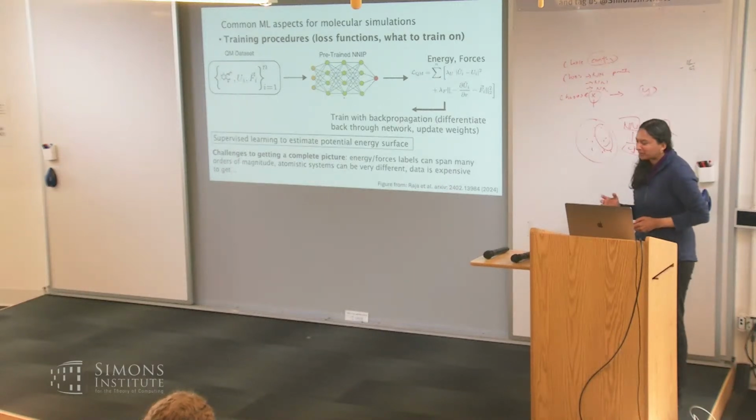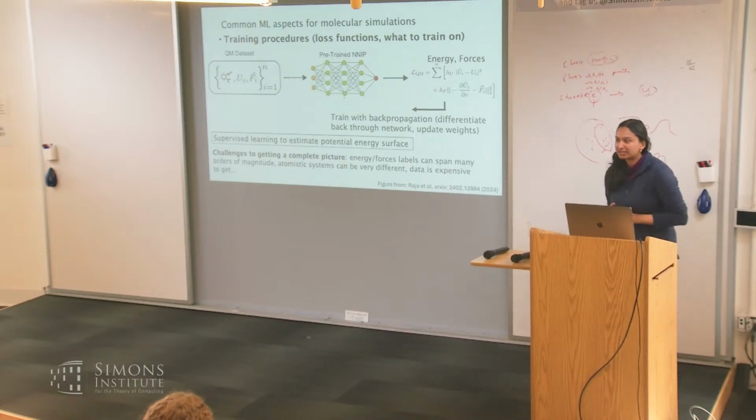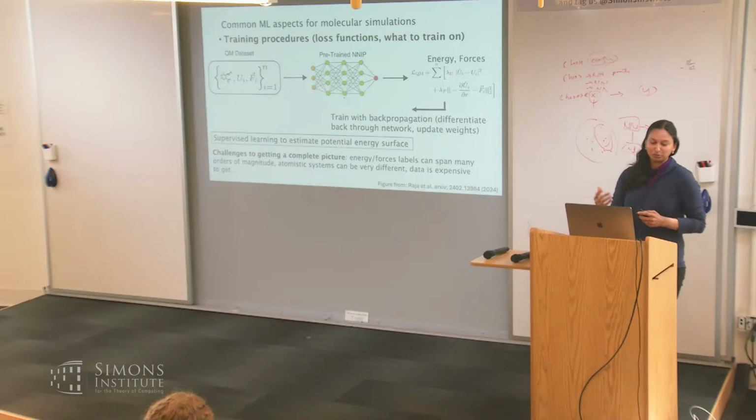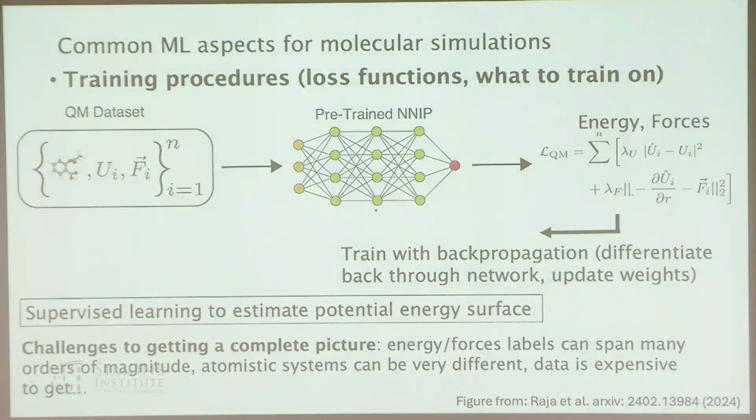And I think with this picture, when you look at this first part, this is the main technique: you have this data set, you do supervised learning. I think there are a lot of challenges that come up in terms of getting this complete picture, because it's very easy to not have a complete picture of your potential energy surface. And for a number of reasons, you might need a huge amount of data to actually get a true understanding of this potential energy surface. That's going to be expensive.